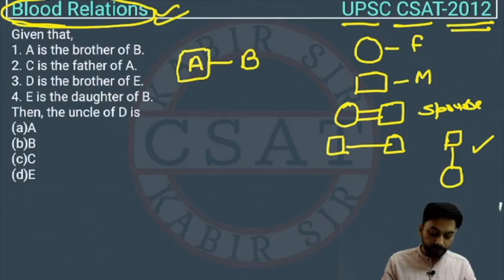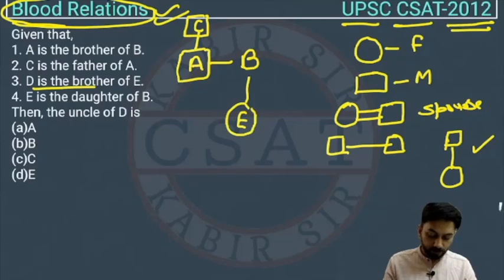Now C is the father. So C is also a male and the father of A. Now the third statement, D is the brother of E. In this diagram we do not have D and E, so we will do it later, right? So let's read the next statement. E is a daughter of B. So E is a female and daughter of B.